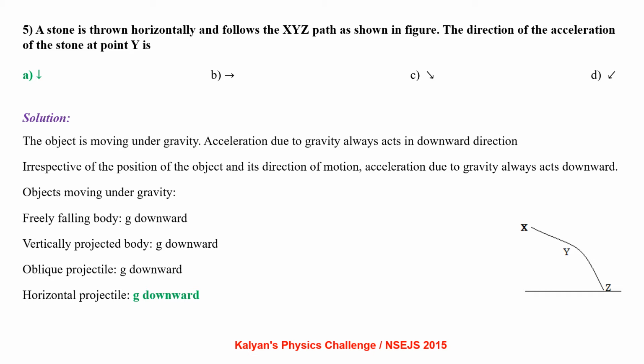Acceleration due to gravity acts always in the downward direction only. So for objects moving under gravity, you can take a freely falling body, g is acting downwards. Vertically projected body, g is acting downwards. Oblique projectile and horizontal projectile also, g acts downwards.